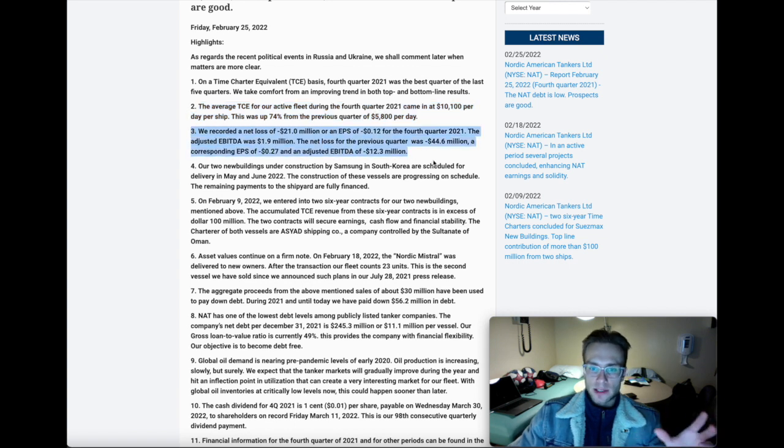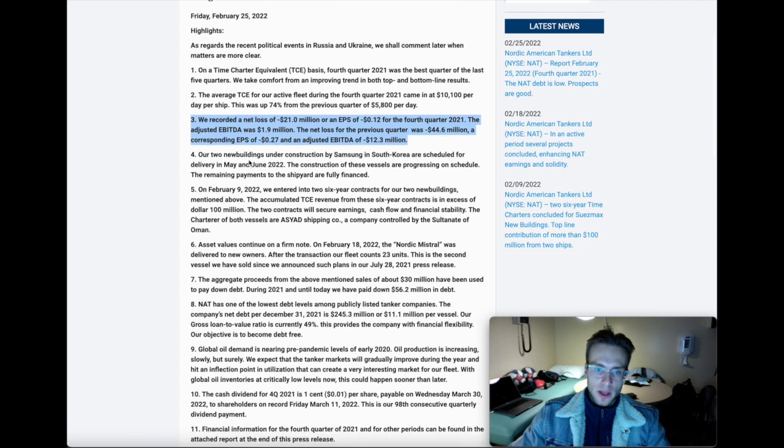So we recorded a net loss of $21 million, or an earnings per share of negative 12 cents for the fourth quarter. Adjusted EBITDA was actually positive at close to $2 million. The net loss from the previous quarter was $44.6 million. So that was an improvement from negative 44 to negative 21. They cut their losses by more than half, which is what I like to see.